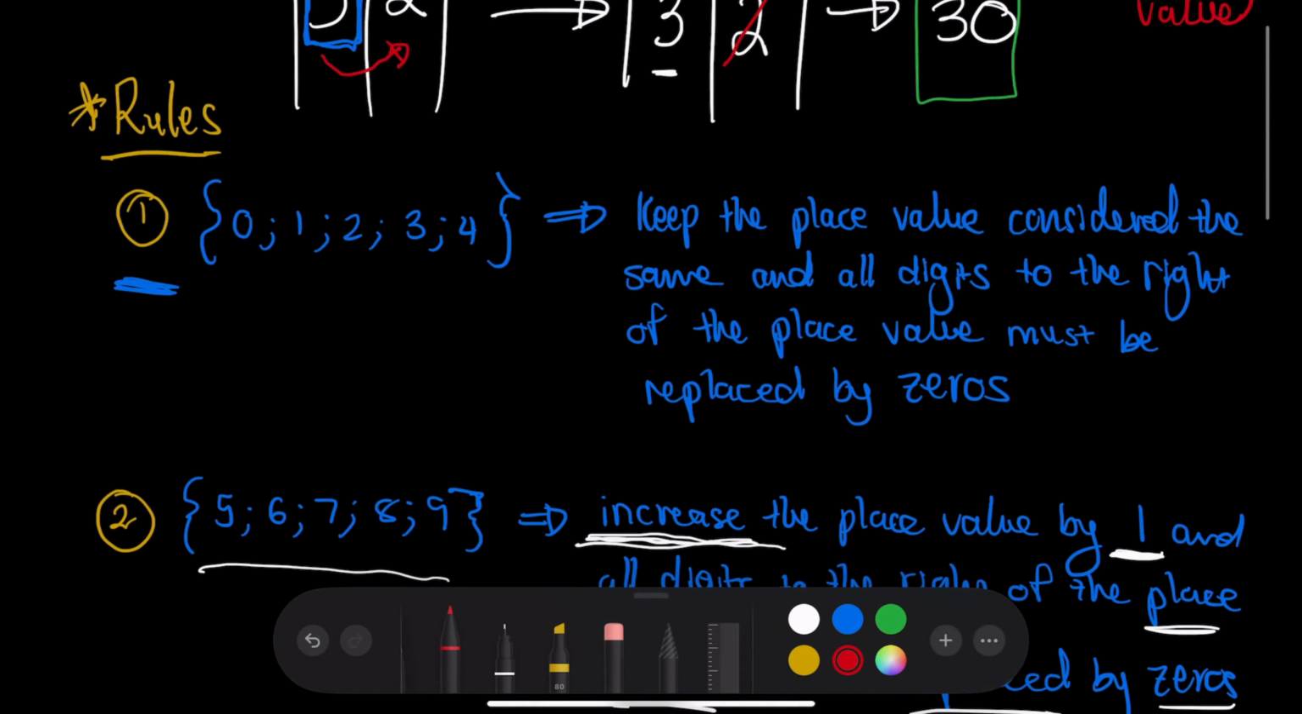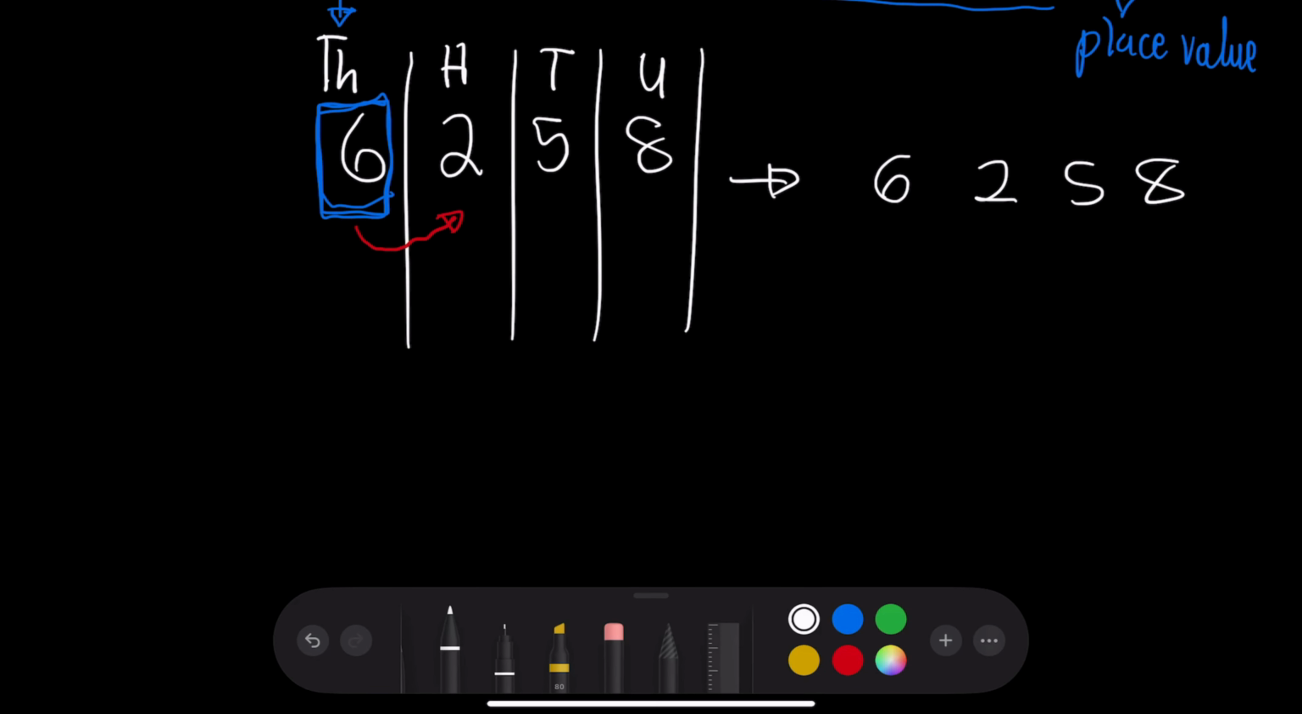Then what is required if that's the case? I must keep the place value the same, and then all digits to the right of the place value I just kept the same, I must replace by 0. So I go back and I apply those same rules. I see 6, 2, 5, 8, because it says that the place value, you keep the same. Nothing happens to it, right?